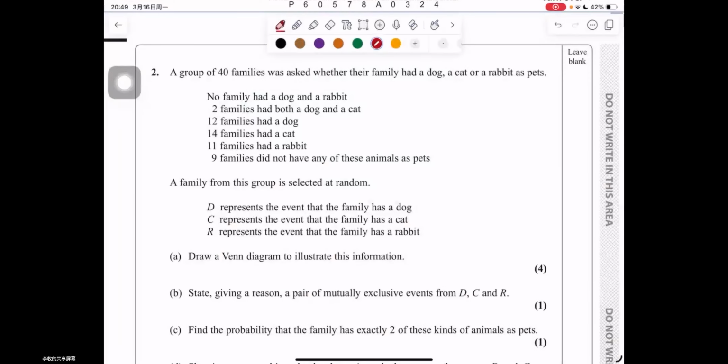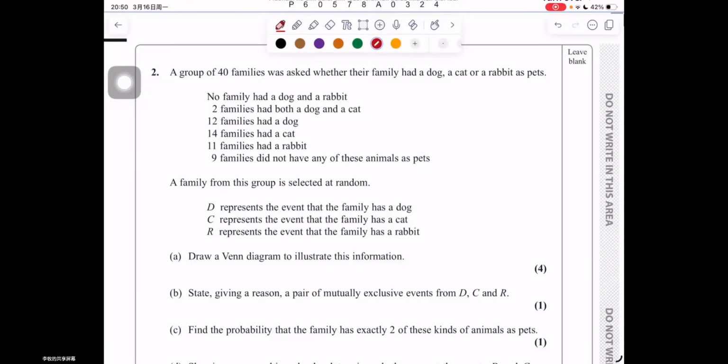Hello everyone, let's look at this question from Statistics 1, 2020, January. This question is related to Venn diagram and probability. A group of 40 families were asked whether the family had a dog, a cat, or a rabbit as pets. And here are the following conditions. A family from this group is selected at random.